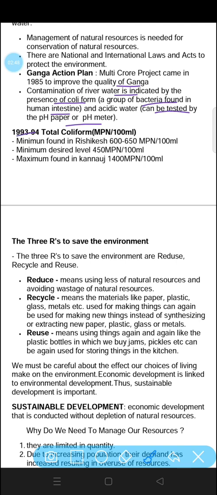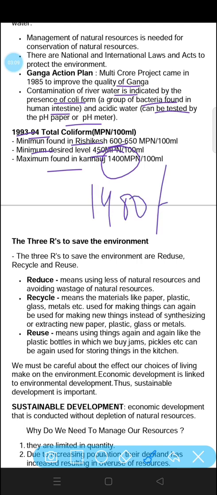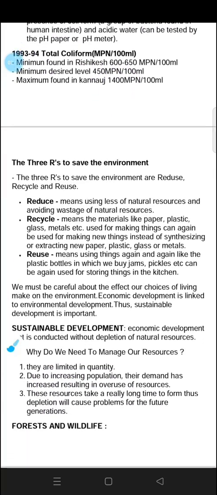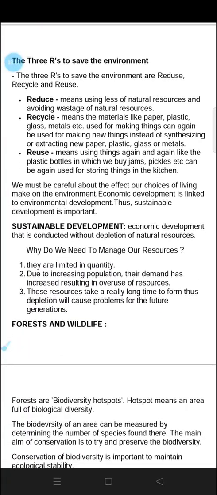From 1992 to 94, the minimum total coliform was found in Rishikesh. A minimum level of coli was found in Rishikesh, that is 600 to 650. The minimum desired level was 450. The maximum was found in Kannauj in UP, from 1400 per 100 ml. So these are the different coliform levels that are being found in the river Ganga.